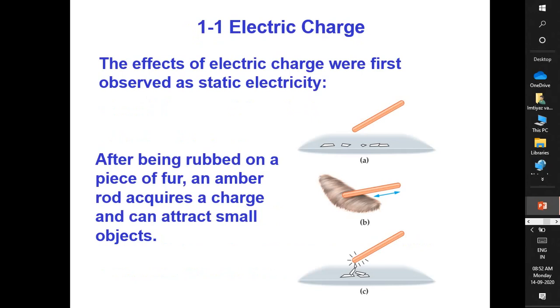Now see here, first of all, the electric charge. The effects of electric charge were first observed as static electricity. Static electricity means there is no change, no position will be changed. So this is the first one, static electricity. After being rubbed on a piece of fur, amber rods acquire a charge and can attract small objects.